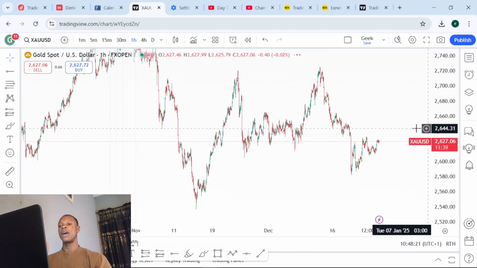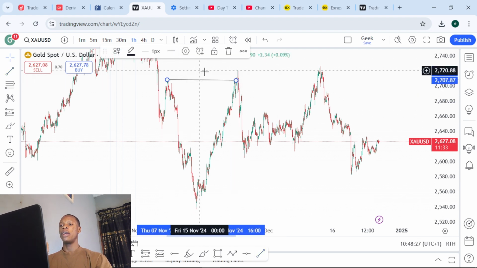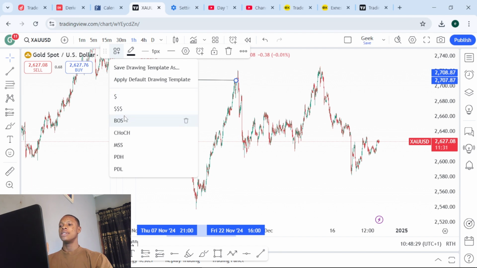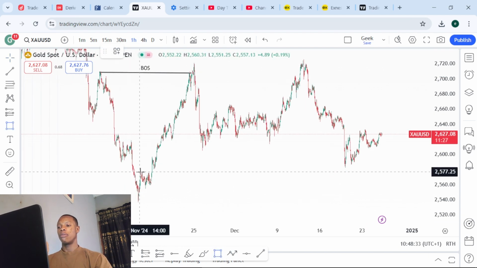Now, if you notice right here, I have a POS activated. A break above this very high, a break of structure is active right there. Then I have an order block right here.